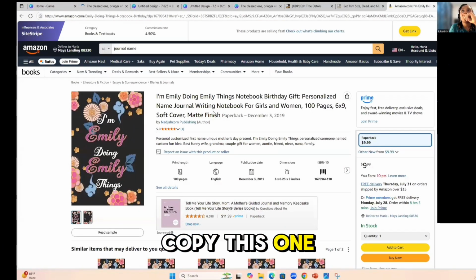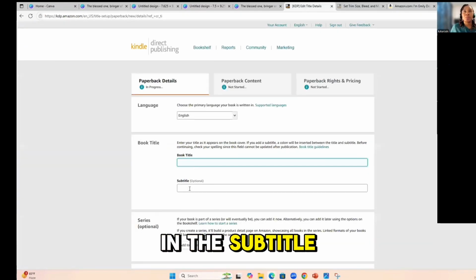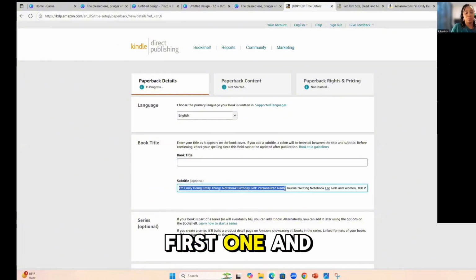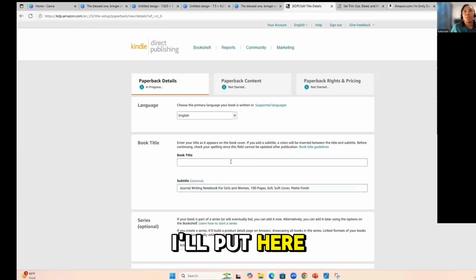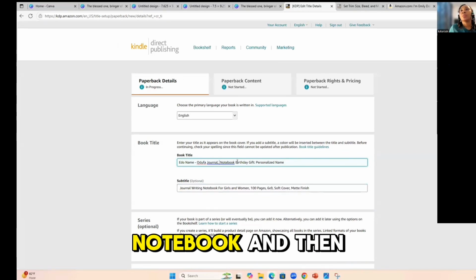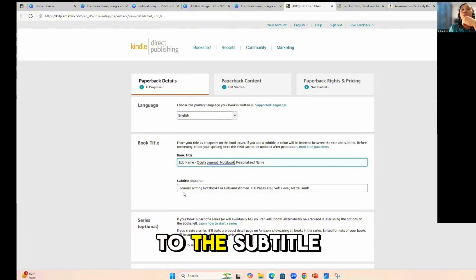I'm going to copy this one. I'm not necessarily going to use it, I'll just tweak it to my own. So I'm going to put it in the subtitle first. And then I will take the first one and put it here. Now I'm going to tweak it. I would say Edo name, then I'll put a dash and I'll call it Odufa journal notebook, and then I will put personalized name. Okay. And then go to the subtitle and put more.